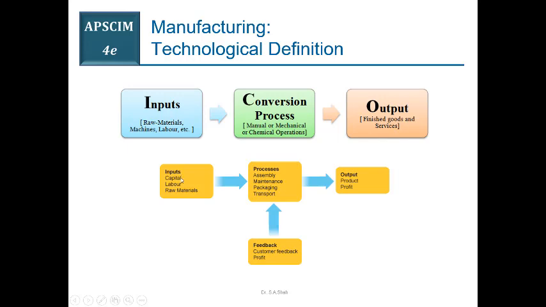So inputs are basically the capital, the labor, the raw material, the equipment. As far as the processes are concerned, it can be an assembly process, a maintenance operation, packaging, or transportation. So any activity within a manufacturing system is the technological aspect of manufacturing. And in the output you get the product, and normally the customer feedback, that information, which we call the flow of information, if you remember, can be seen within the manufacturing activities.